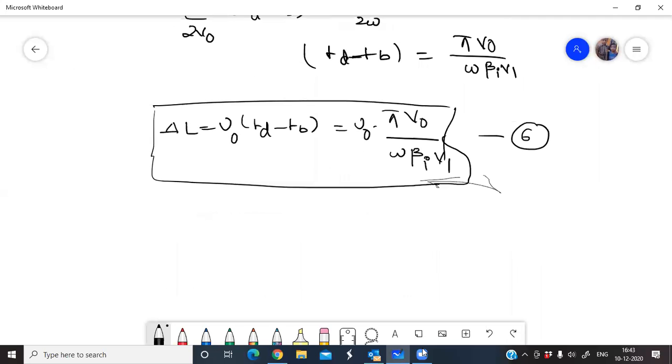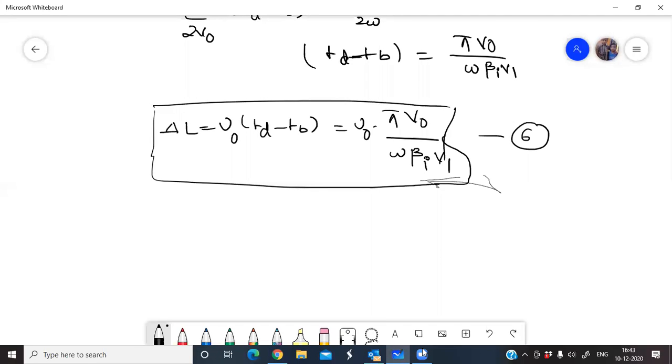Up to this, okay. Sometimes the question is bunching distance: find the bunching distance of a two cavity Klystron amplifier. At that time your answer is delta L equal to small V naught into pi capital V naught by omega beta I V1.